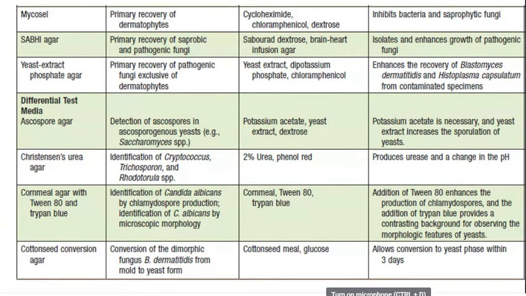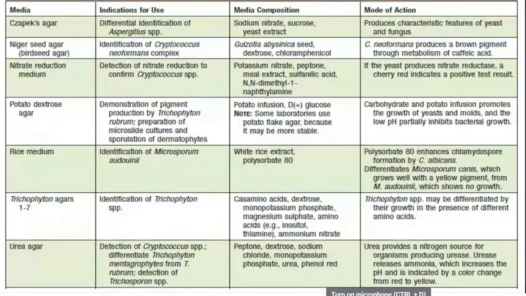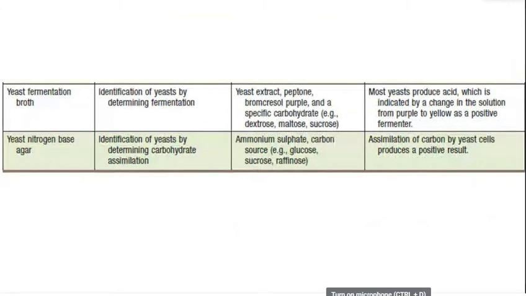Anong gagawin kasi ni cornmeal? Sporulation. Help niya mag-produce ng chlamydospore. And then you have your cottonseed. Meron tayo ng Czapek, meron Niger seed agar. Your rice medium, you will meet later again sa dermatophytes niyo, your Trichophyton, still for the Trichophyton species. Your urea agar for your Cryptococcus. And the rest. Okay?